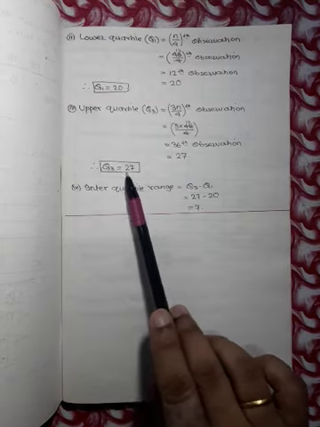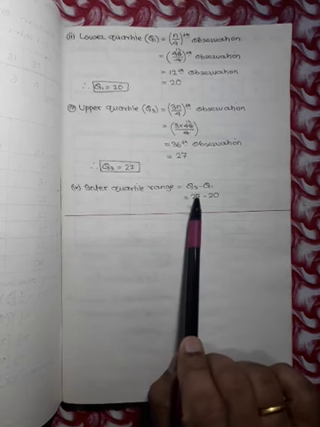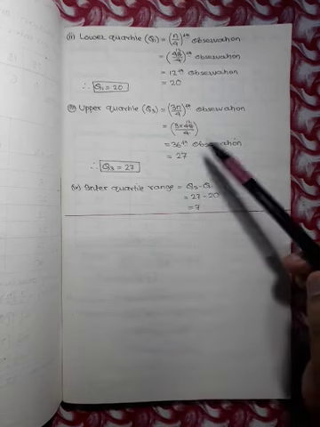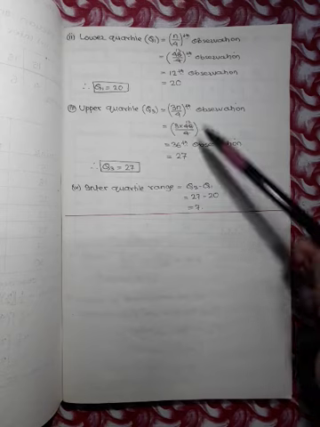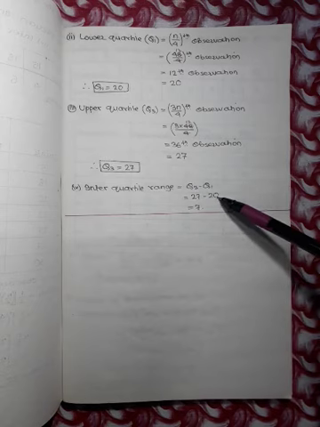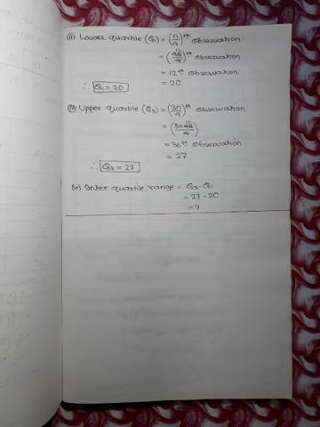Therefore Q3 is 27. Therefore the interquartile range will be Q3 minus Q1. Q3 we have got 27, Q1 we have got 20. So 27 minus 20 will give you 7.